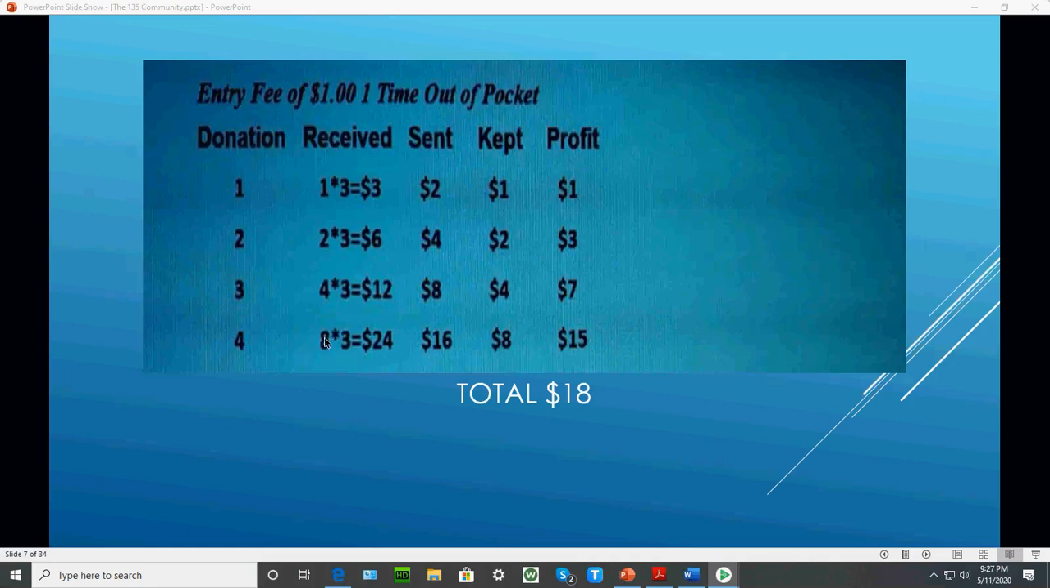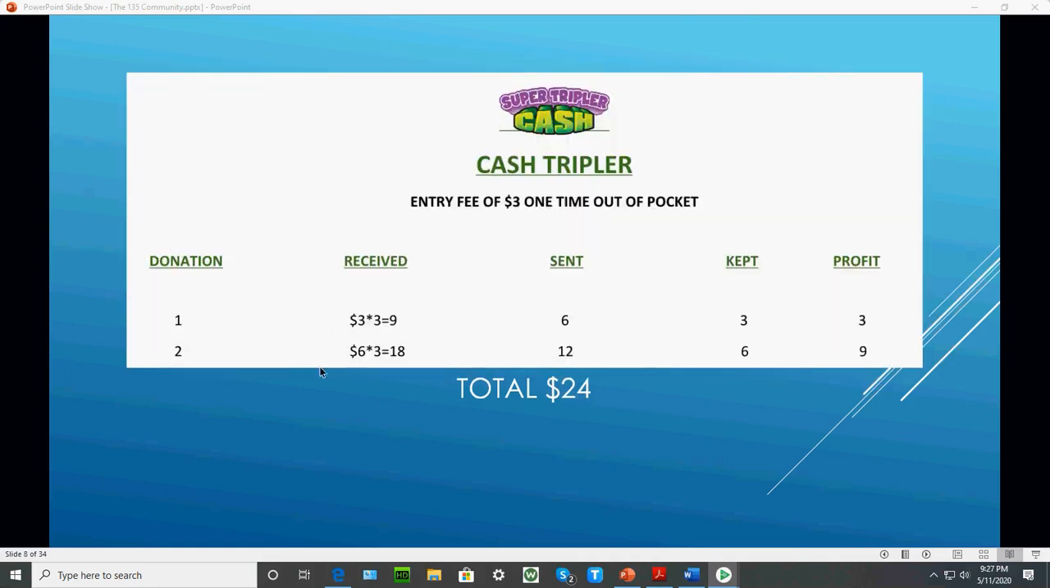Now, the 4th donation day in the $1 process becomes the 2nd donation day in the cash tripler. So that means now the 3 people are going to donate to you $6 each. That's a total of $18 that you're going to take in. You're going to take $12 of that and donate that to your inviter. You're going to keep $6 for yourself. That's a total of $9 that you've accumulated just in the cash tripler, bringing you to a total of $24 that you've accumulated thus far.